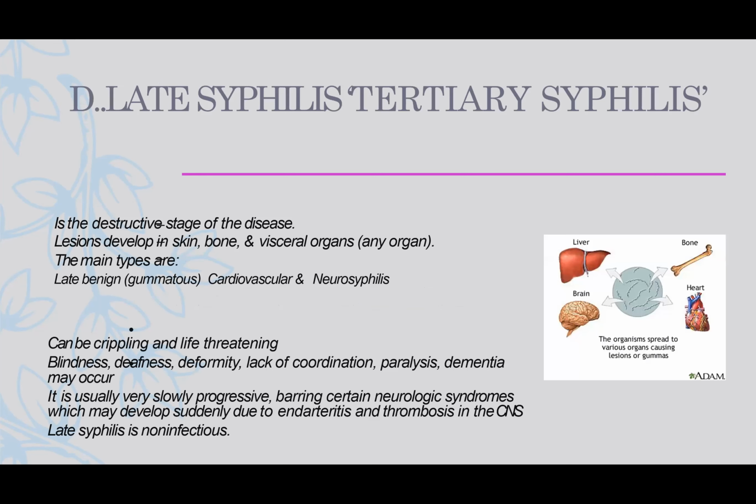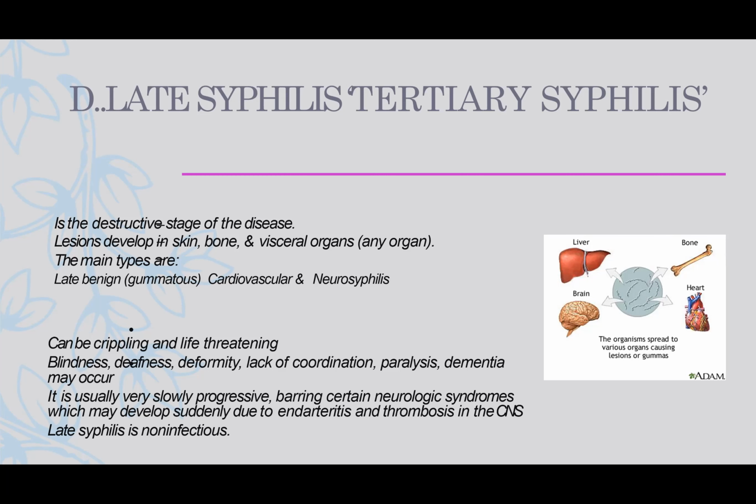Late syphilis or tertiary syphilis is the destructive stage of syphilis. Lesions develop in skin, bone, and visceral organs. It can be any organ. There are three main types: late benign gummatous, cardiovascular, and neurosyphilis. It can be crippling and life-threatening. Blindness, deafness, deformity, lack of coordination, paralysis, and dementia may occur.